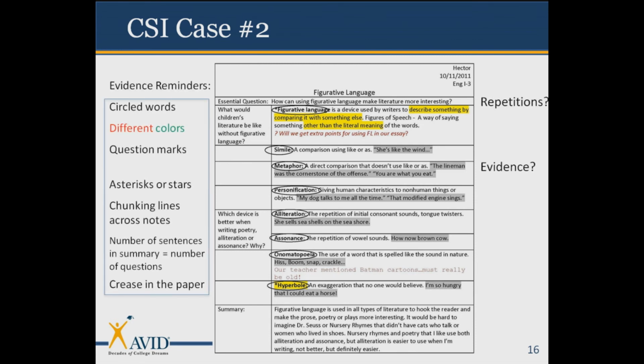Well, that's not true, because Hector here showed us, as we look for evidence, he's got circled keywords, he's got different colors, he's got question marks where he identified points of confusion, hyperbole down there at the bottom, he asterisked a future test question. So Hector did a great job of getting repetitions over these notes. He's probably going to do pretty well in this test.